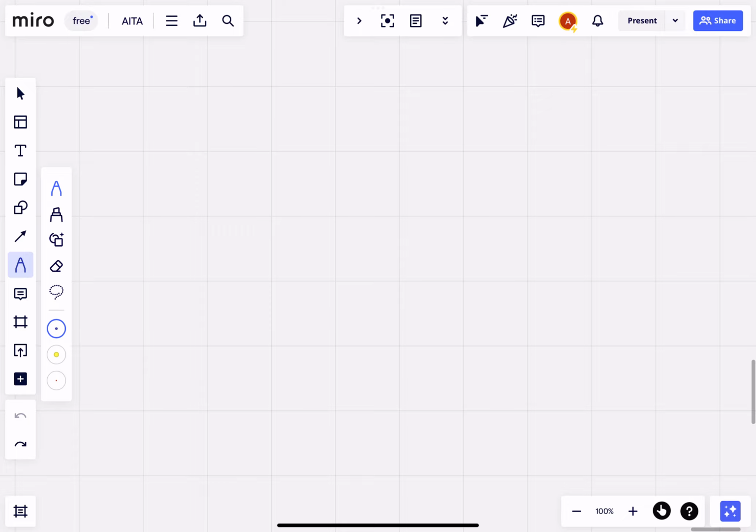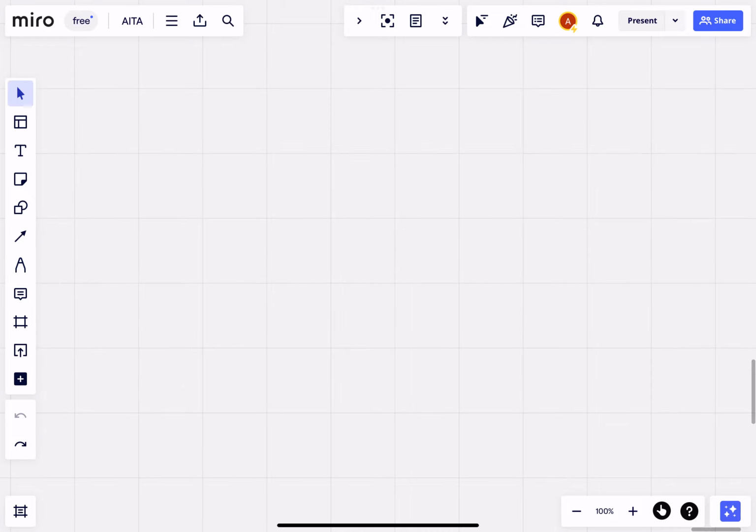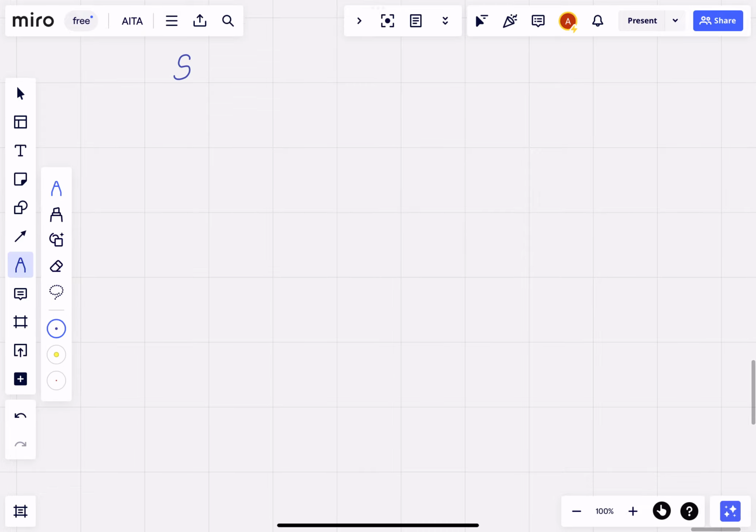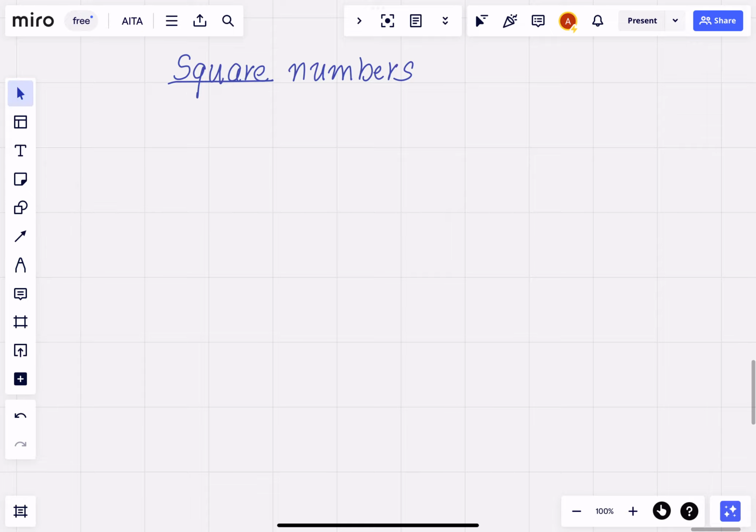Okay, Raja Beta. So today we are going to study about square numbers. Okay. Now, as the name says, they are square numbers. So square numbers are basically the same number multiplied by itself.